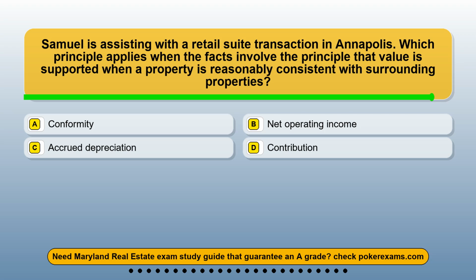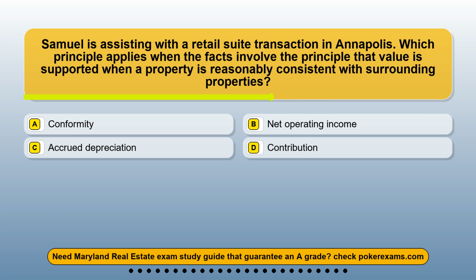Question 9. Samuel is assisting with a retail suite transaction in Annapolis. Which principle applies when the facts involve the principle that value is supported when a property is reasonably consistent with surrounding properties? Option A, conformity. Option B, net operating income. Option C, accrued depreciation. Option D, contribution.